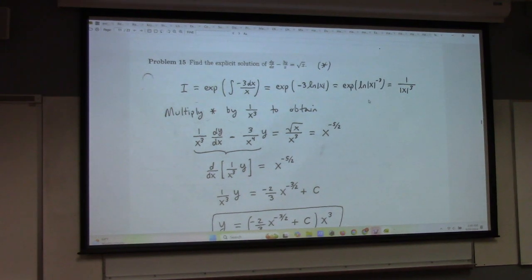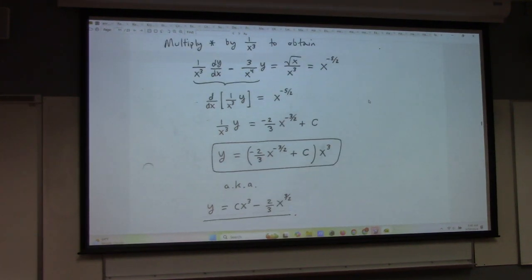This is another integrating factor method problem. I think we've done enough integrating factor method today already, so there's another one.